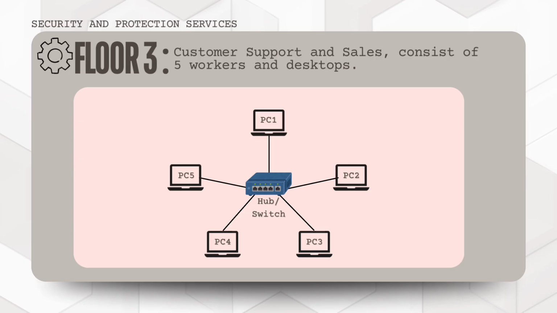Now let's move to floor 3, which is customer support and sales. Floor 3 has 5 workers who use desktops connected in a star topology.